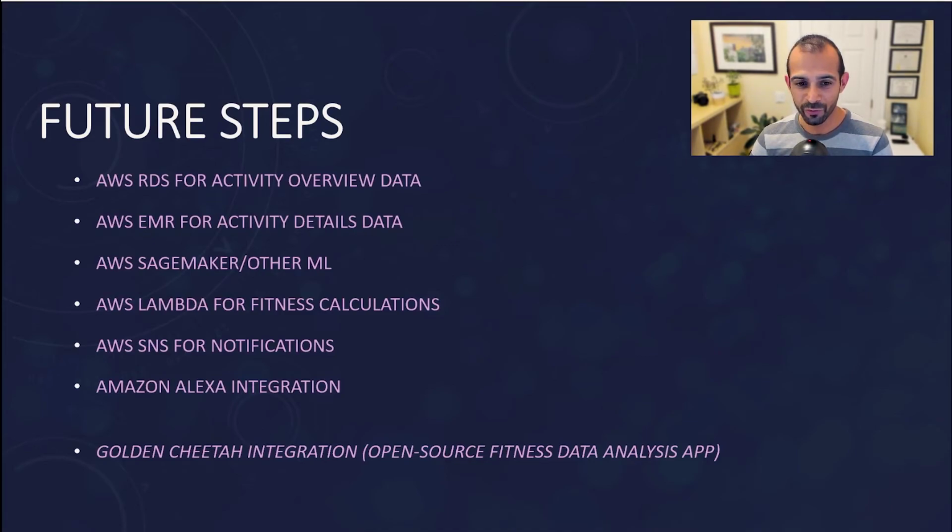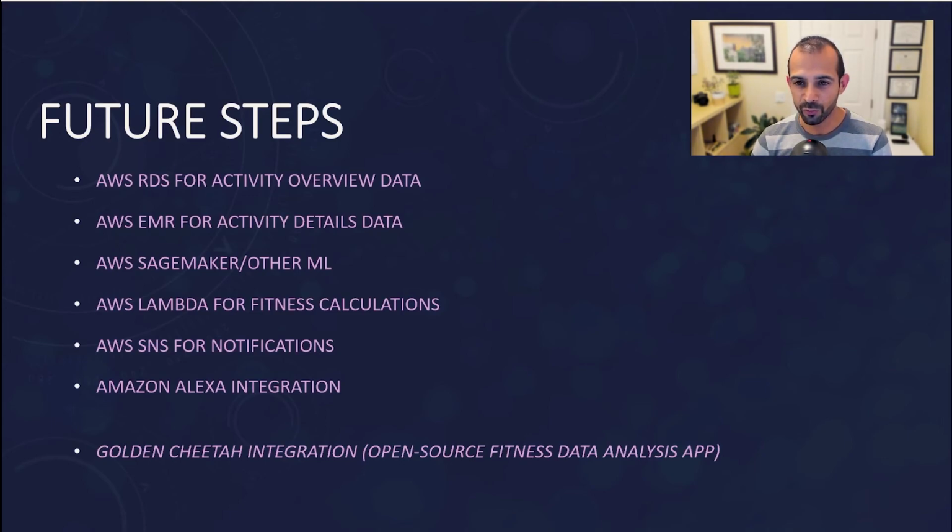Once there are multiple users in the activity details or even the activity overview data sets, AWS SageMaker could be run to figure out different types of patterns that might exist between different users, or even the same users, on different types of activities. AWS Lambda functions could be used to run calculations. For example, normalized power requires a running average over, let's say, 30 seconds. So AWS Lambda could come in useful for creating calculated values from the static data set.